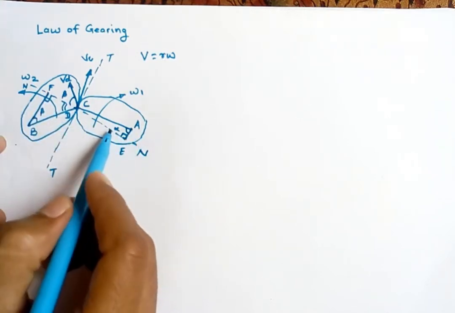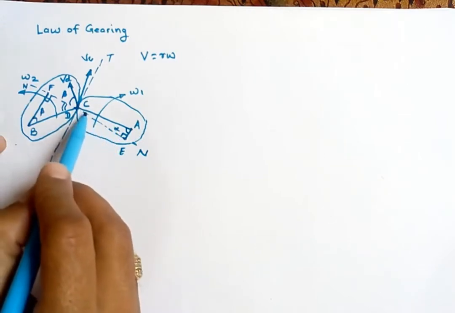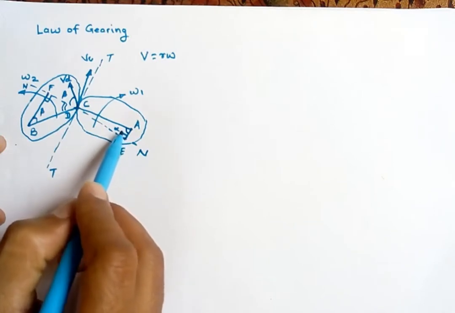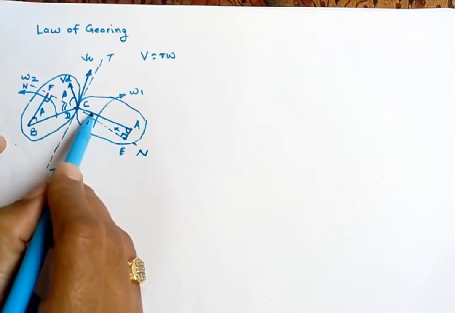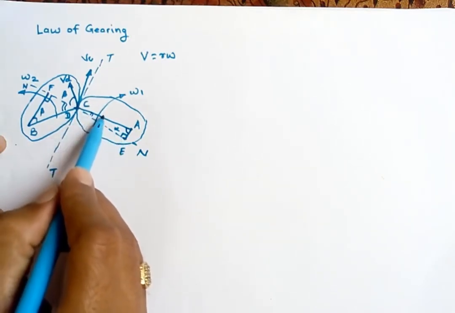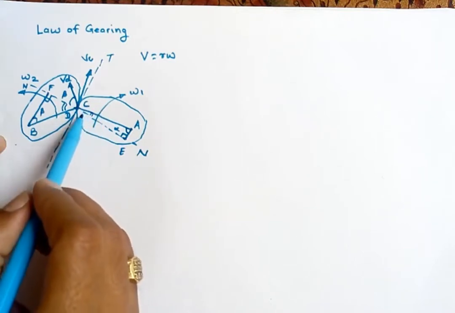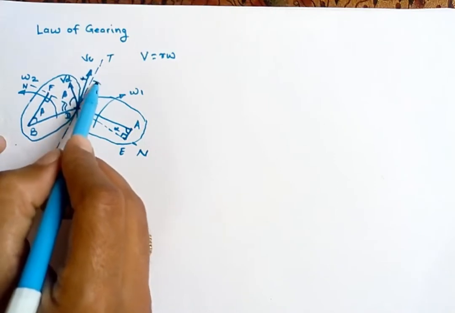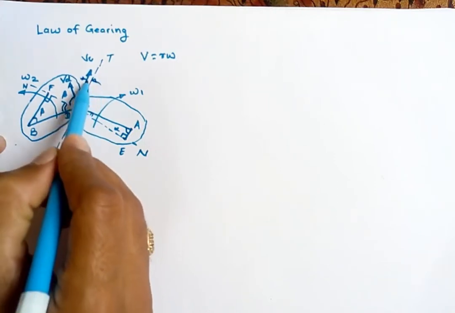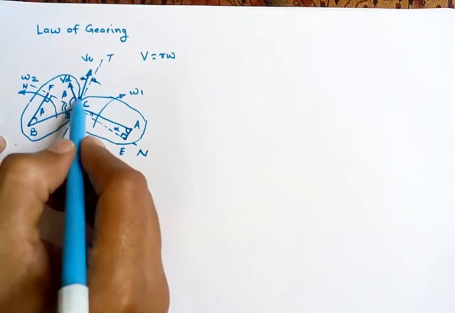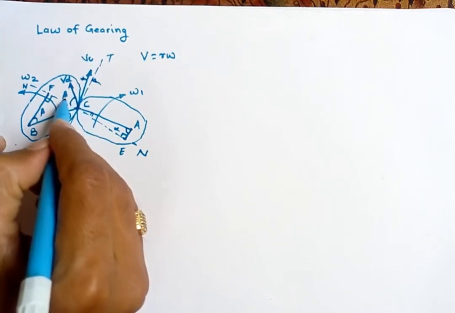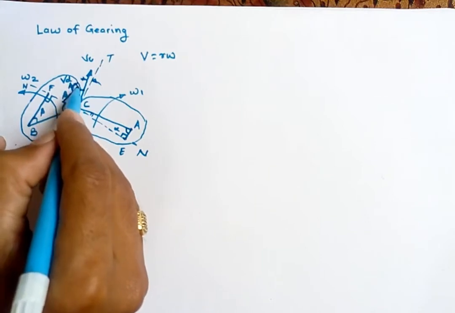Similarly, if you see in the diagram, angle CAE is alpha. So the remaining angle of this triangle at point C will be 90 minus alpha. The angle between VC and the common tangent will be the same, that is 90 minus alpha. So the angle of inclination of VC with respect to the common normal will be alpha.